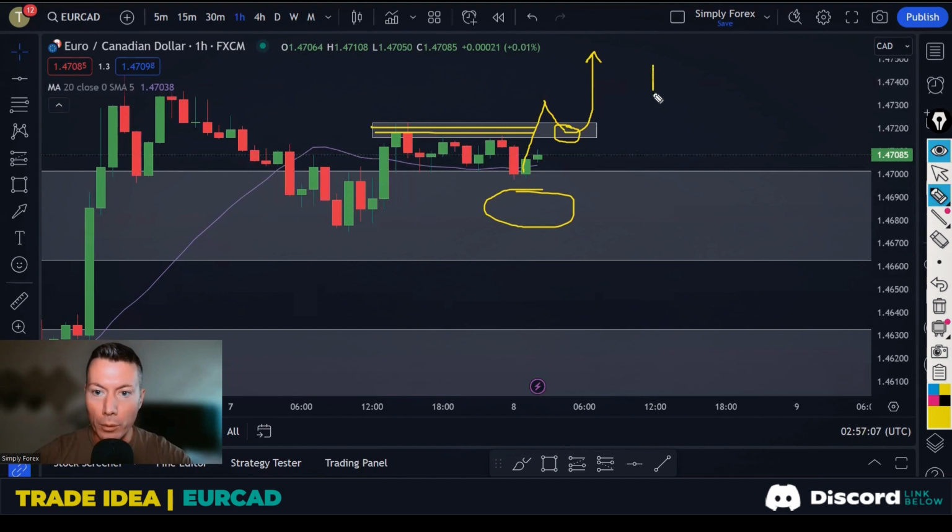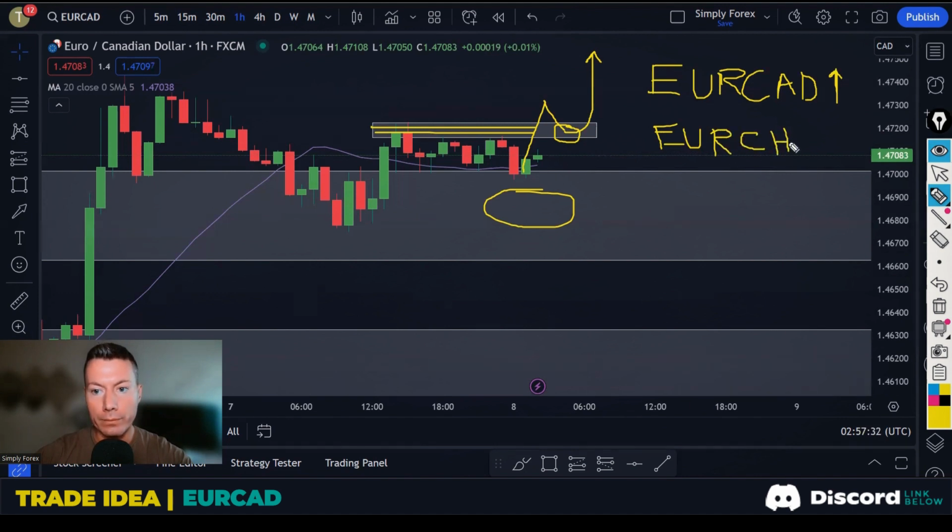And also worth pointing out, if you look at my trade ideas, sorry guys, not easy to draw with a mouse pen. I'm looking for a euro Canadian dollar buy, and I'm looking for a euro Swiss franc short. So there is a bit of conflict there.